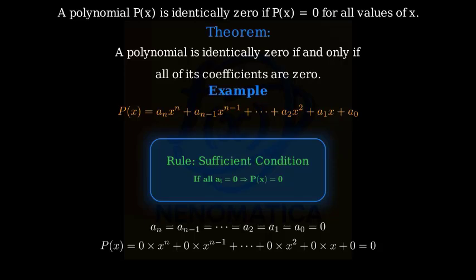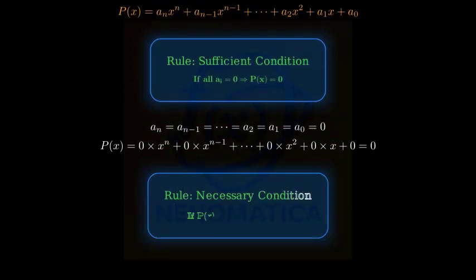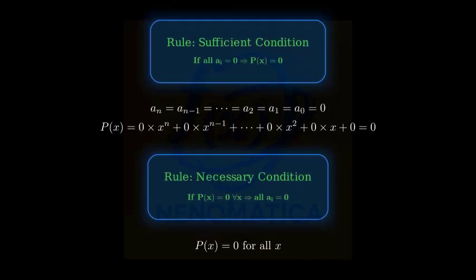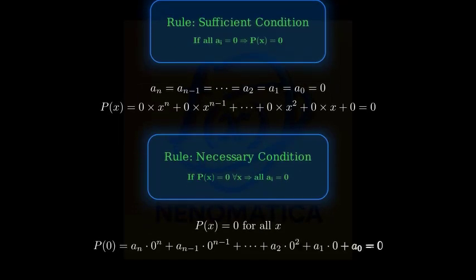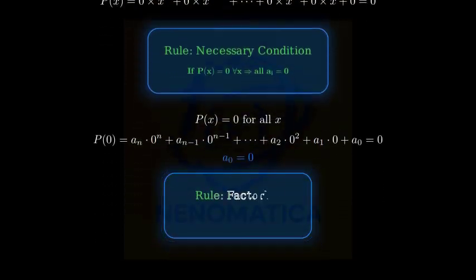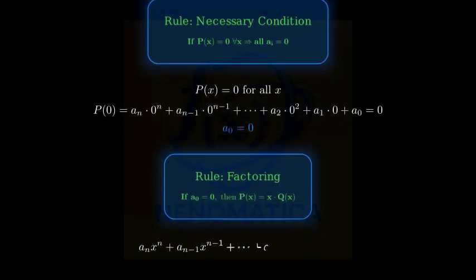Now for the second part, we'll show that if a polynomial is identically 0, then all of its coefficients must be 0. So, if p of x equals 0 for all x, then p of x equals 0 for x equals 0 as well. This gives us a sub 0 equals 0. Now, let's rewrite our polynomial equation. Since a sub 0 equals 0, we can rewrite our original polynomial as a sub n times x to the n plus a sub n minus 1 times x to the n minus 1 plus a sub 2 times x squared plus a sub 1 times x equals 0.